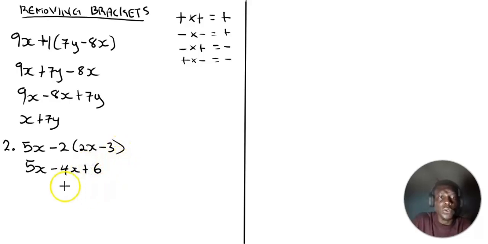That's all. So let's collect like terms. They're already together. So you have 5x minus 4x will give you x. You have x plus 6. There's nothing we can do here. This is our final answer.